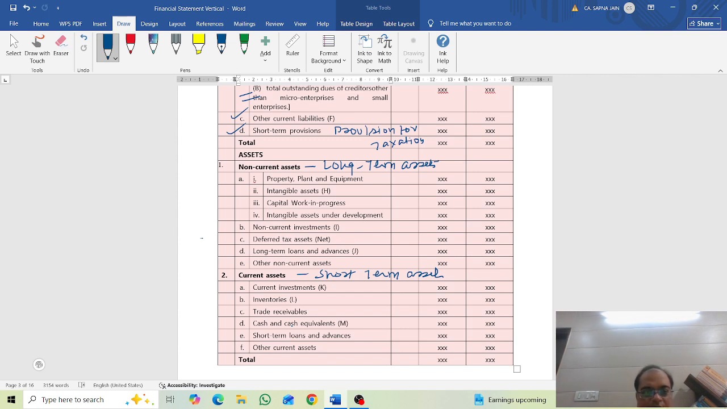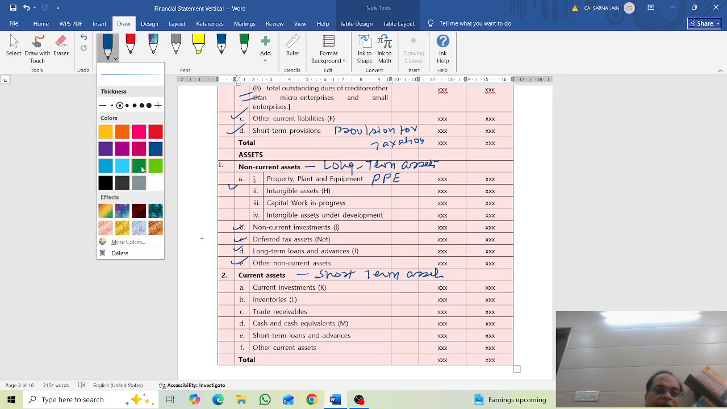Under the non-current assets, a total of 5 heads are there. Number first, PPE, property, plant and equipment. All types of fixed assets: land, building, plant, machinery, furniture, laptop, computer, all are classified under the PPE, property, plant and equipment.